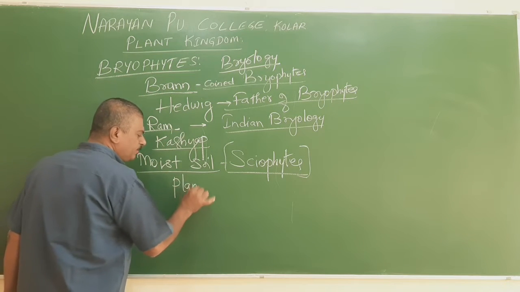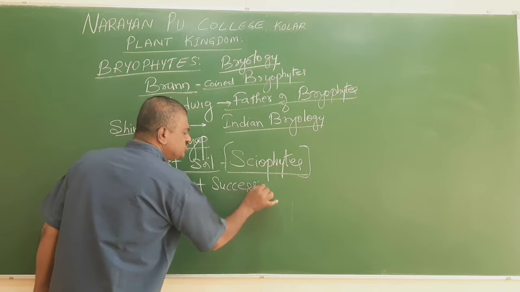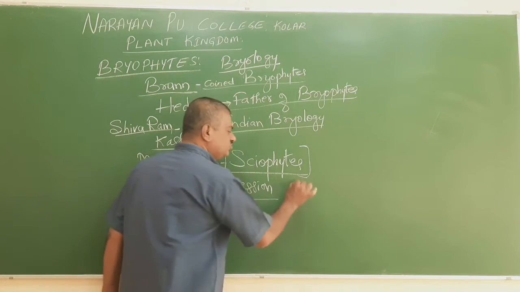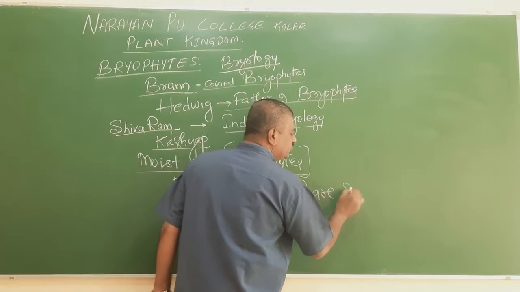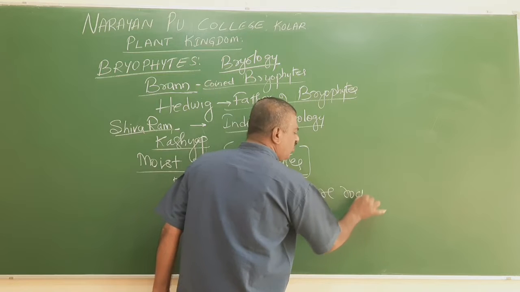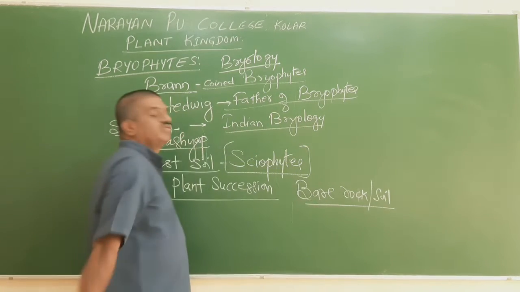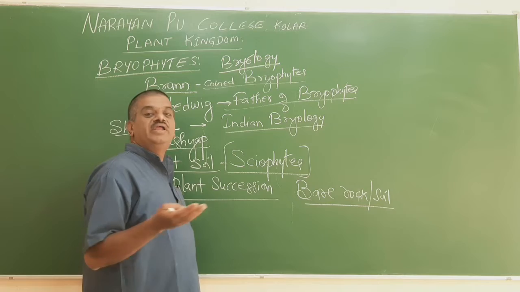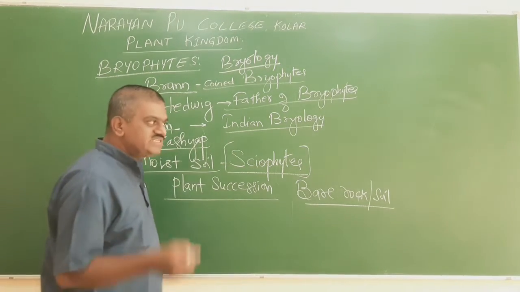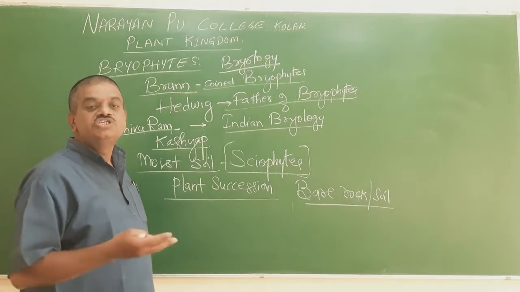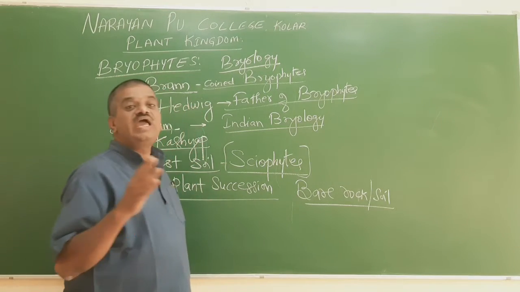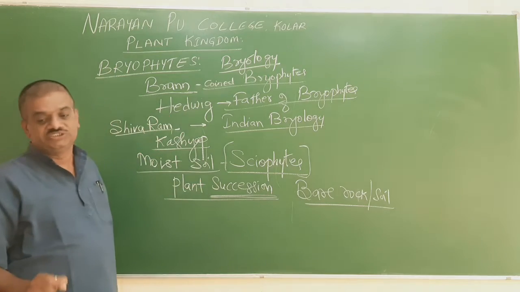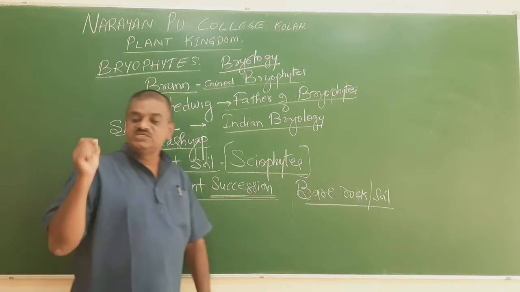Bryophytes help in plant succession. Here the word plant succession is nothing but, on the bare rock or on the soil, first the bryophytes grow on the barren rock. On that, later on, the grasses, herbs, shrubs and trees will keep on growing. So from pioneer vegetation to climax vegetation, plants will keep on growing. For that, we use the word plant succession. So bryophytes always help in plant succession.